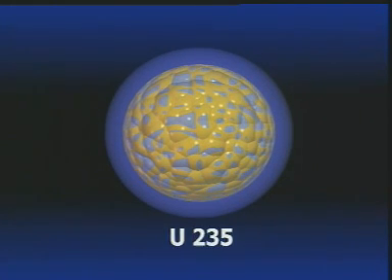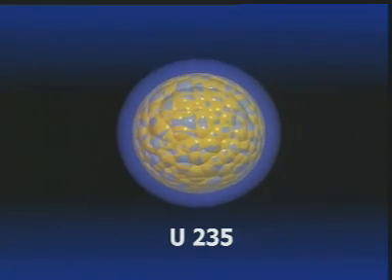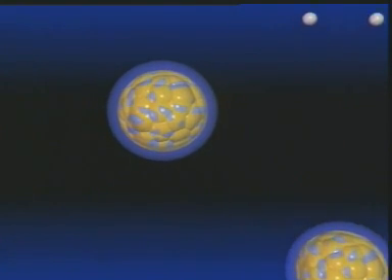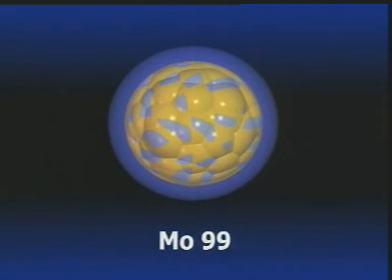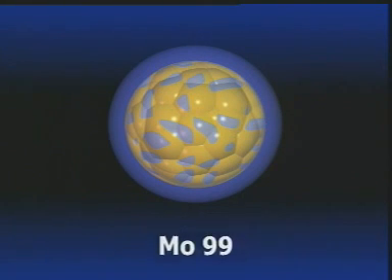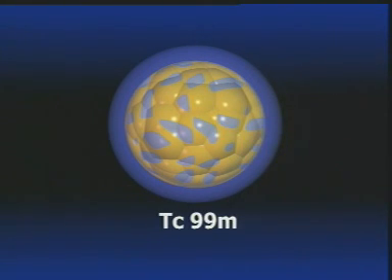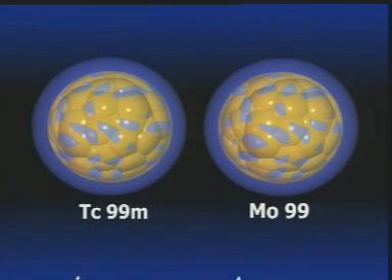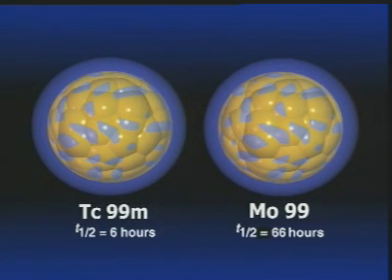Technetium-99m is produced from uranium-235. Neutrons split the uranium atom, giving molybdenum-99 and various other elements. Molybdenum-99 undergoes beta decay to give technetium-99m. Since technetium-99m has a short half-life, it has to be used quickly. Molybdenum-99, on the other hand, has a half-life of 66 hours.